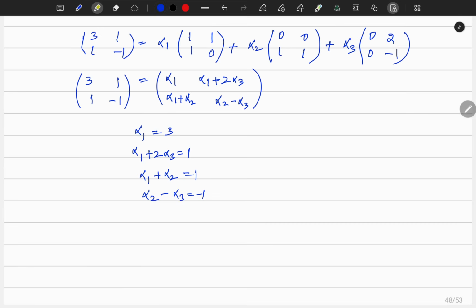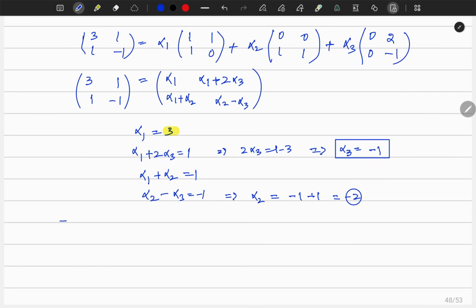Alpha 1 is equal to 3, you got it. So put the value here: 2 alpha 3 is equal to 1 minus 3, that's minus 2. So it implies that alpha 3 is equal to minus 1. So put it here: alpha 2 is equal to minus 1 plus alpha 3, that is minus 1, so you have minus 2. You can check it: 3 minus 2, that's 1, so this is true.